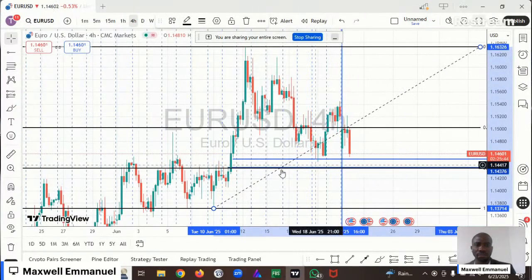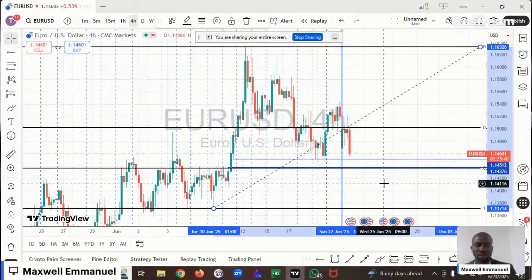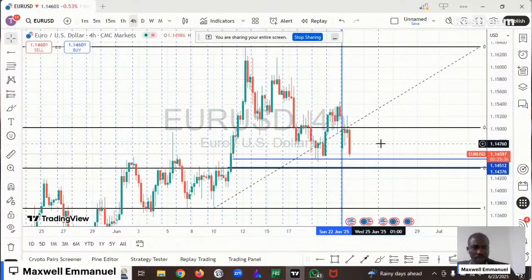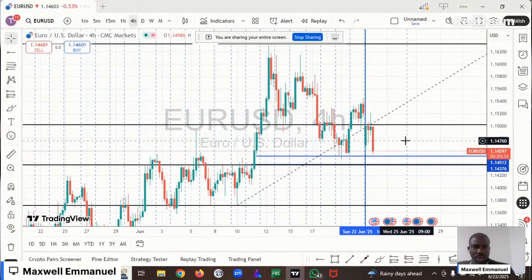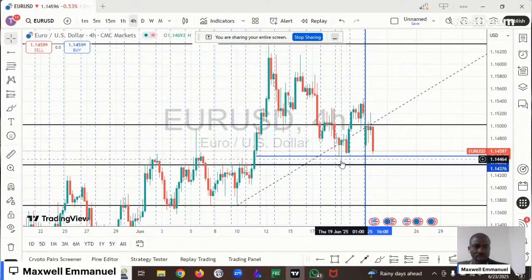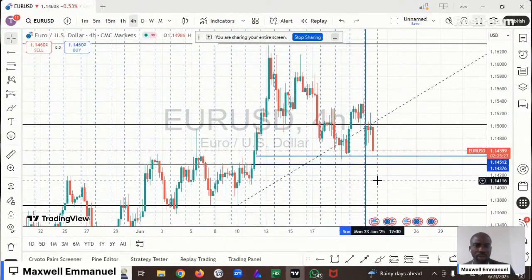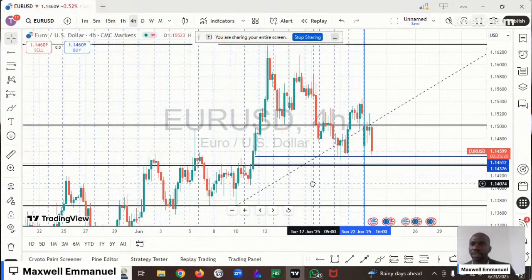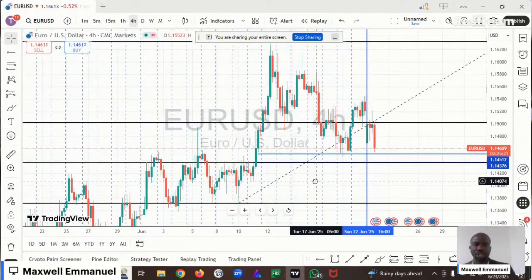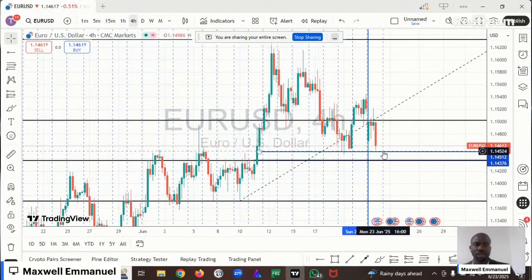So after price fills this fair value gap, if a bullish reversal pattern forms, then I will consider going bullish on Euro USD. I'll be going bullish on Euro USD after the liquidity residing at this previous low has been swept. That's when I'll go for buy. So at the moment, Euro USD is bearish. A lot of retail traders are selling Euro USD at the moment.